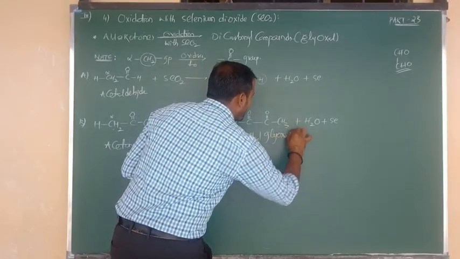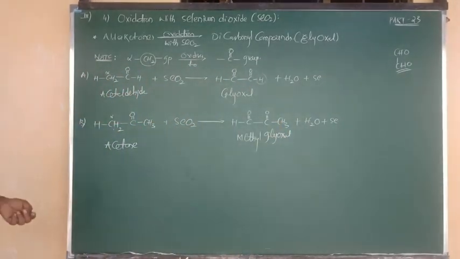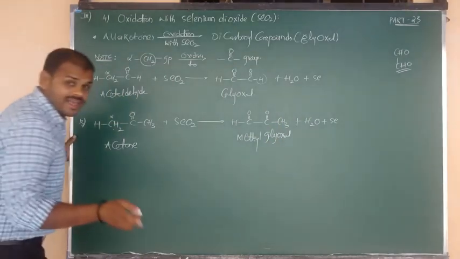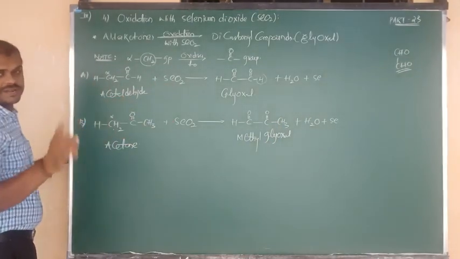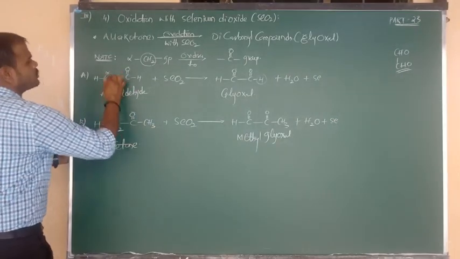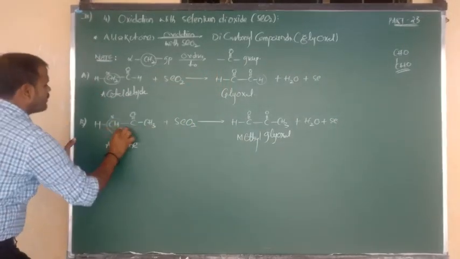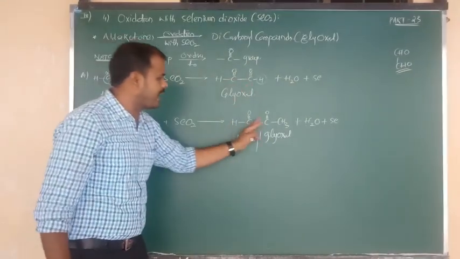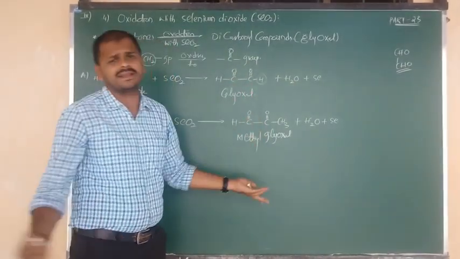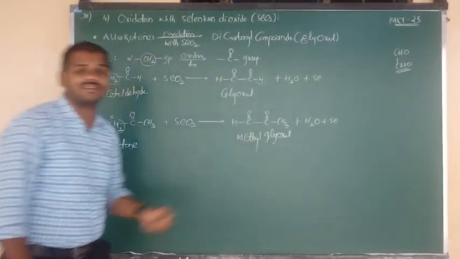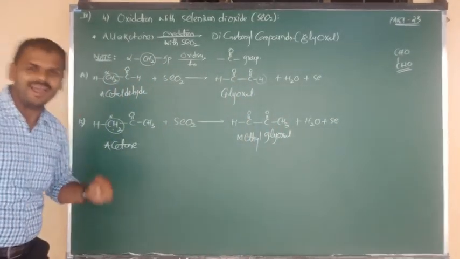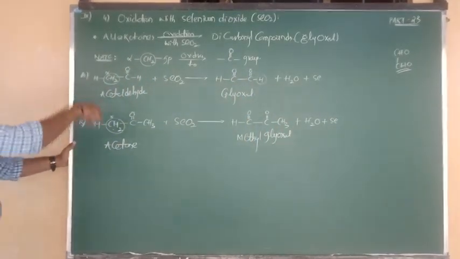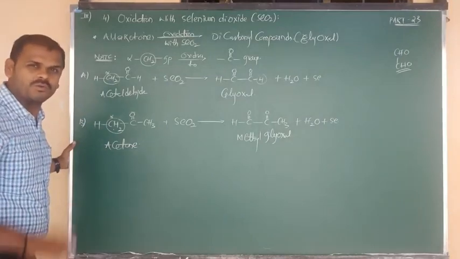What is the product beta? Methyl glyoxal. Like that we have to write. Okay, fine. Next, how do aldehydes and ketones undergo this? Just the alpha CH2 group oxidizes into C double bond O. So you are getting dicarbonyl compounds, and simply we can say glyoxals or substituted glyoxals.